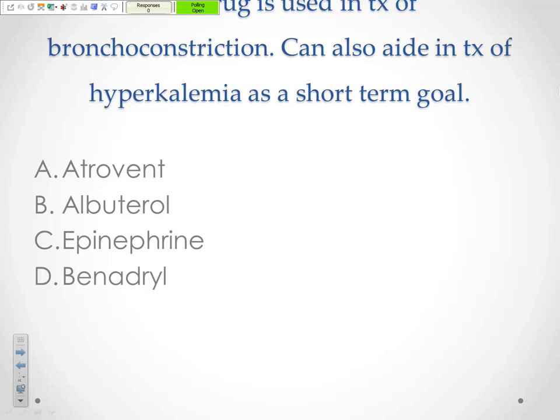All right, this drug is used in the treatment of bronchoconstriction. It can also aid in the treatment of hyperkalemia. As a short-term goal, it can treat hyperkalemia until another treatment is found or used. Which drug is this? Atrovent, albuterol, epinephrine, or Benadryl? Helps with bronchodilation. That's used in bronchoconstriction. It can also be used to help treat hyperkalemia.